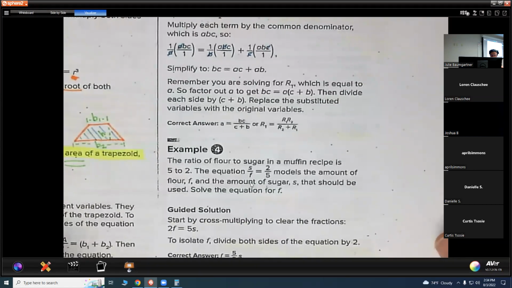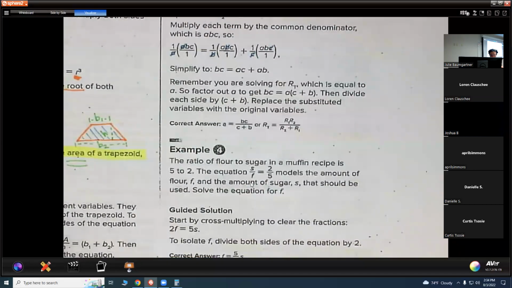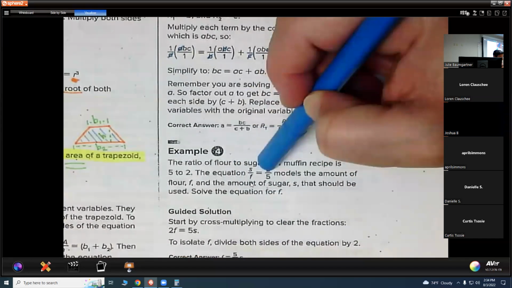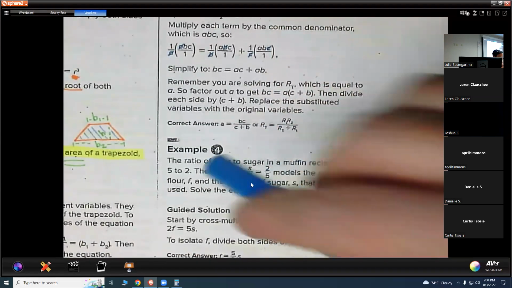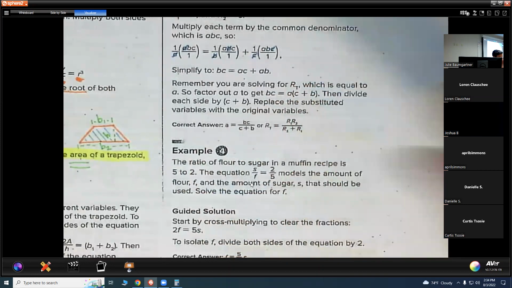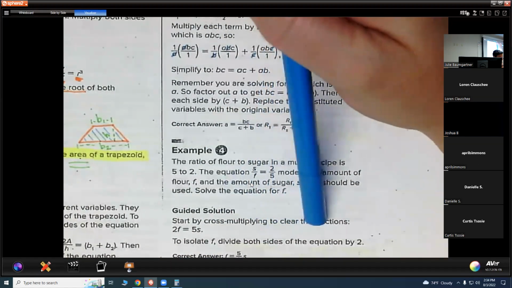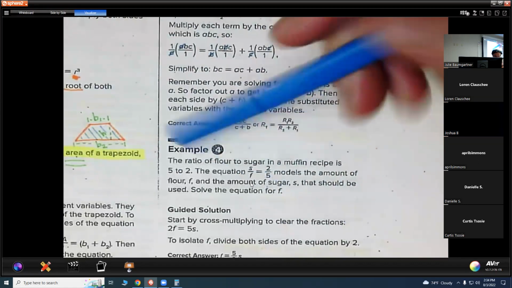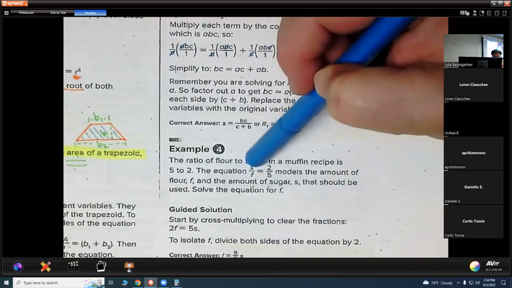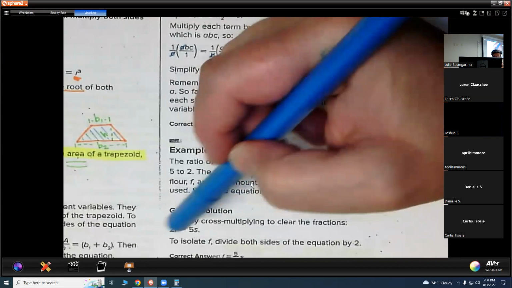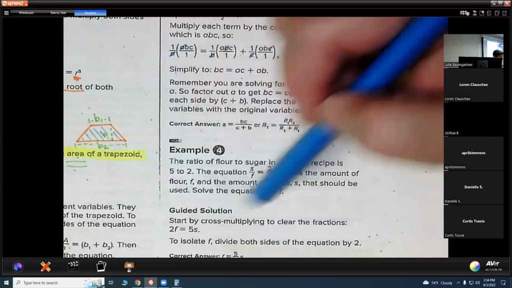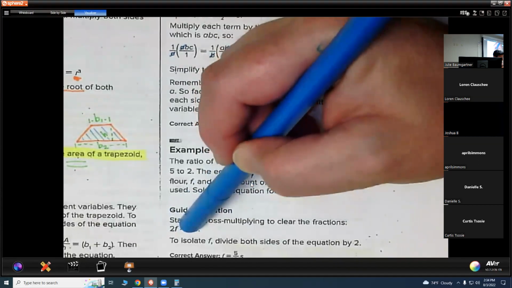All right, let's look at example 4. The ratio of flour to sugar in a muffin recipe is 5:2. The equation S over F, sugar to flour, equals 2/5, models the amount of flour F and the amount of sugar S that should be used. So solve the equation for F. Start by cross multiplying to clear the fractions. So S times 5 is 5S, 2 times F is 2F. Now I have 2F equals 5S.